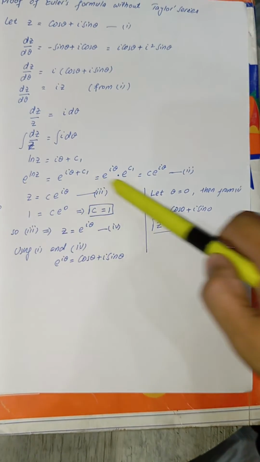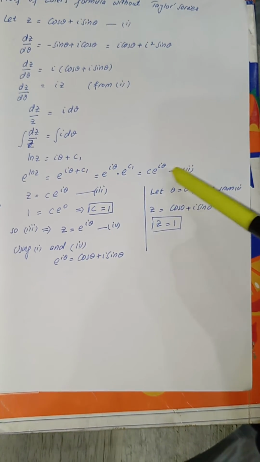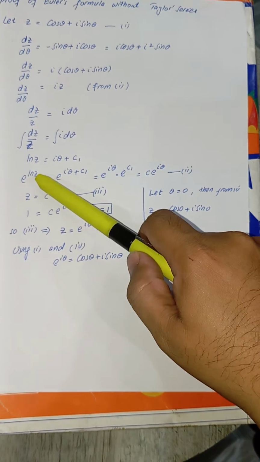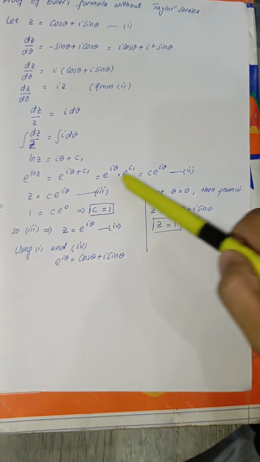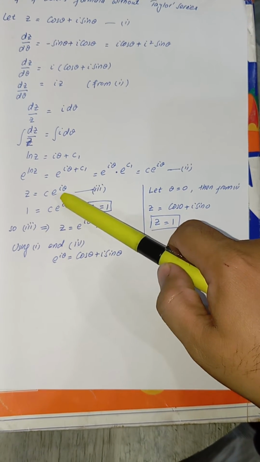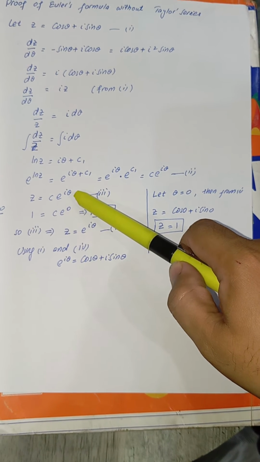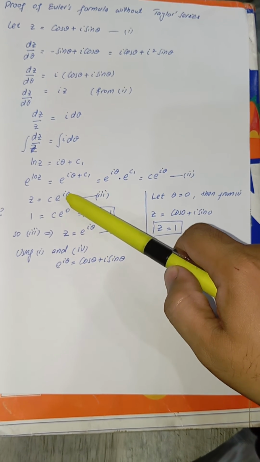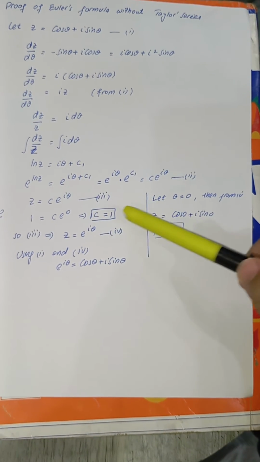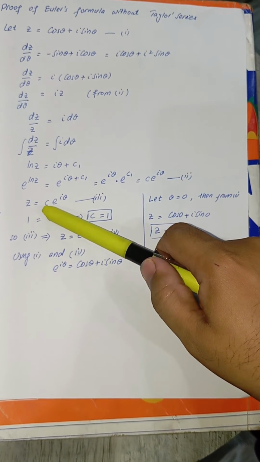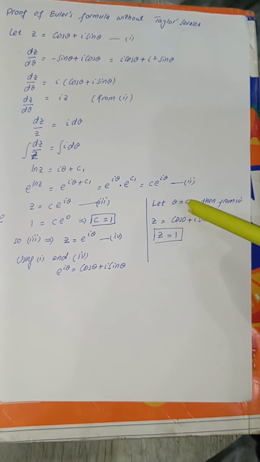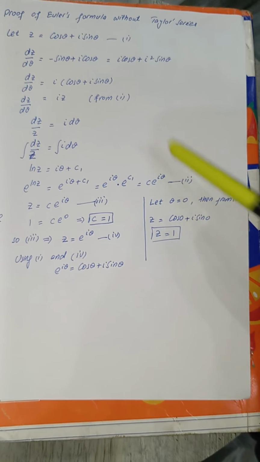So from equation number 2 we can write equation number 3 as z is equal to c exponential of iota theta. Now here we find the value of the constant c. We take a special case theta is equal to 0 and put in equation 1.